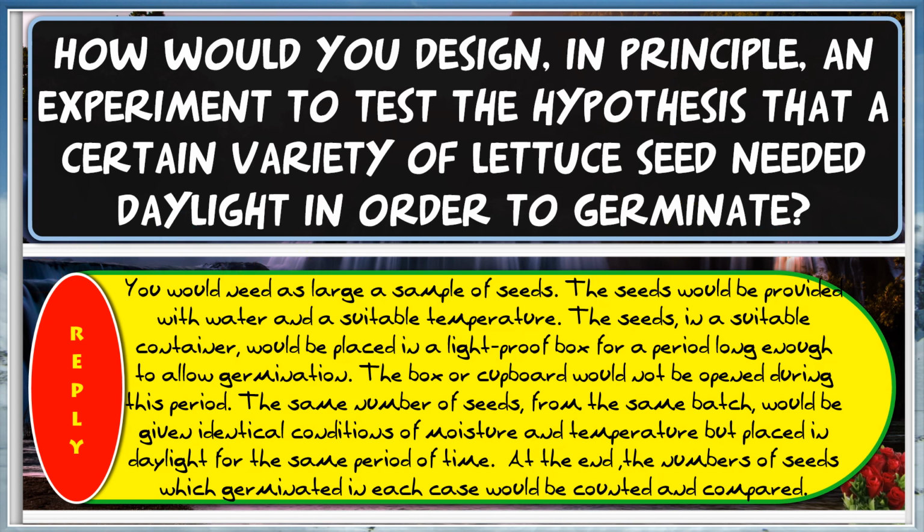The same number of seeds from the same bunch would be given identical conditions of moisture and temperature, but placed in daylight for the same period of time. At the end, the number of seeds which germinated in each case would be counted and compared.